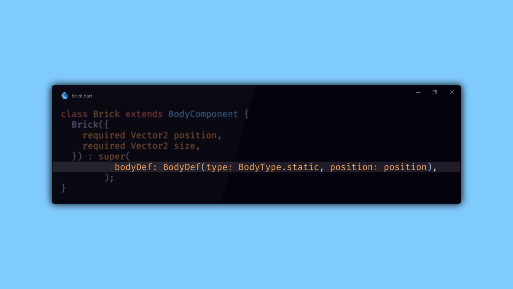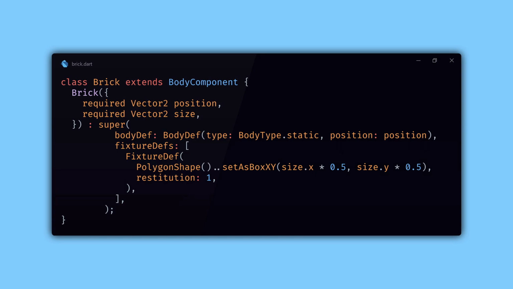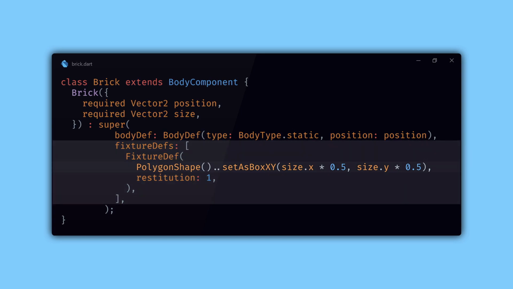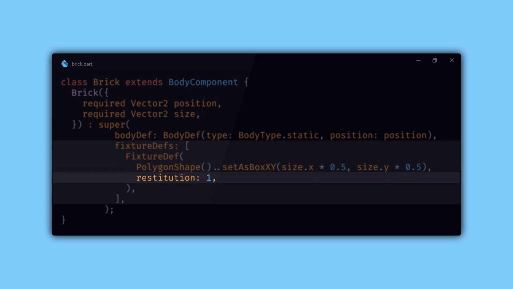By setting the type to static, we ensure that the bricks do not move or respond to forces. This is crucial because we want the bricks to stay in place when hit by the ball. The fixture definition uses a polygon shape with the setAsBoxXY method to set the brick size. We pass the half width and half height to setAsBoxXY. We also set the restitution to 1 to ensure the bricks are bouncy when the ball hits them.